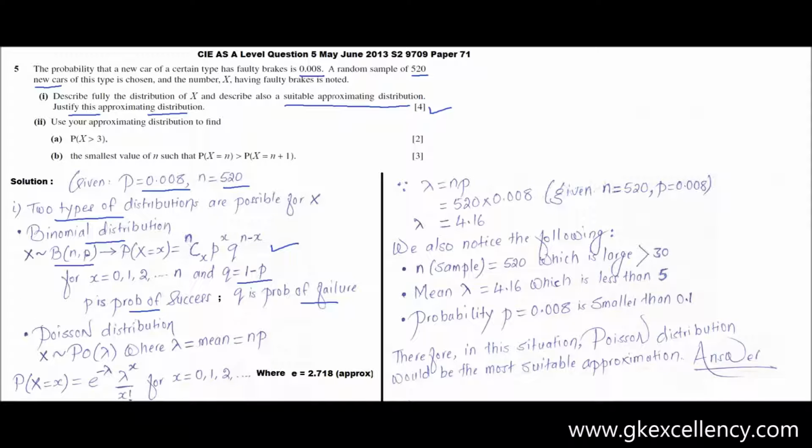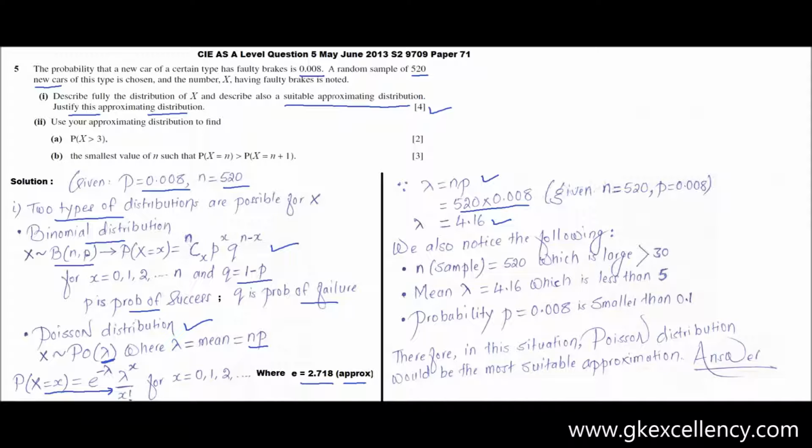Now the second type of distribution we have learned is the Poisson distribution, and Poisson is given by one parameter, lambda. So lambda is n times p. And the formula is this, which you already know, where e is 2.718, the approximate value. So lambda is equal to np. We substitute the values here and get lambda as 4.16.